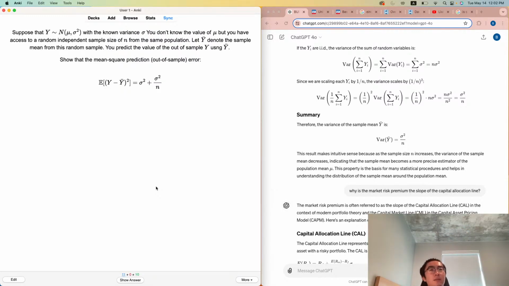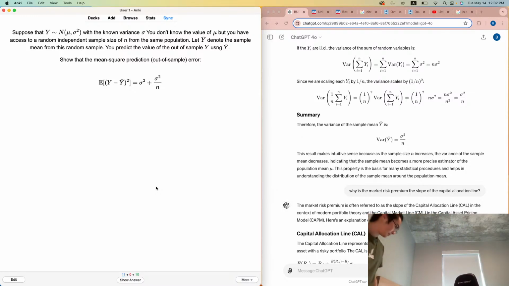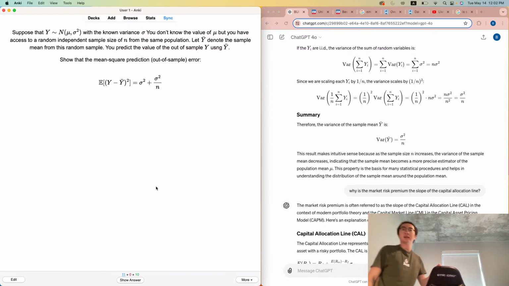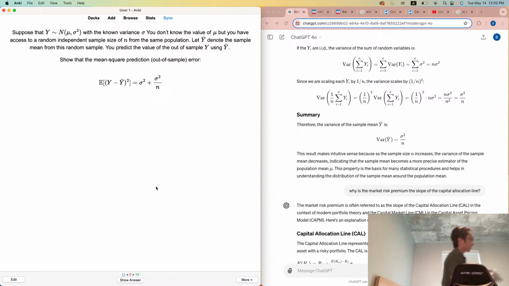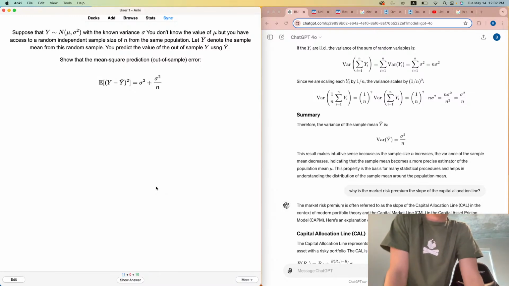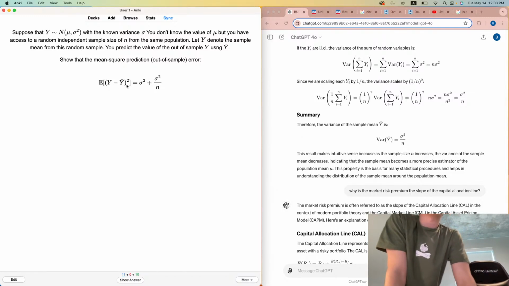Okay, show that the mean squared prediction out of sample error is equal to sigma squared plus sigma squared divided by n. Oh my god. Alright, I have to see real quick when our office hours are, but let's get through this one real quick. So, sample mean prediction out of sample error. We have to show that the expectation of y minus y bar squared is equal to sigma squared plus sigma squared over n.